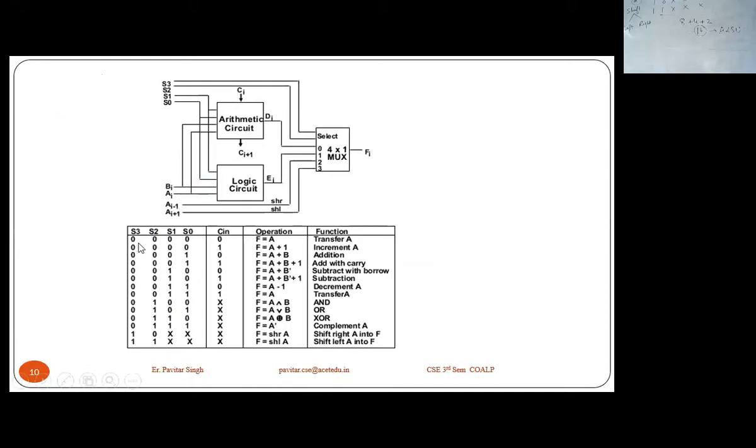So this is your table. The first 8 values for S3 and S2 are 0, 0. And you will have 3 control variables. A total of 8 combinations will be there, from 000 to 111, and C in will be in don't care conditions for the remaining logical micro operations and shift micro operations, right? So a total of 14 micro operations will be performed with the help of this one typical stage.